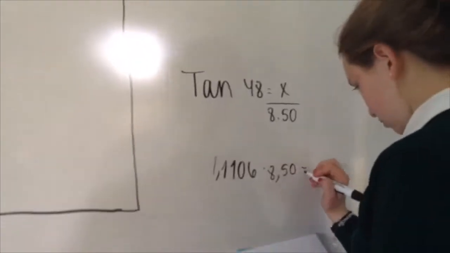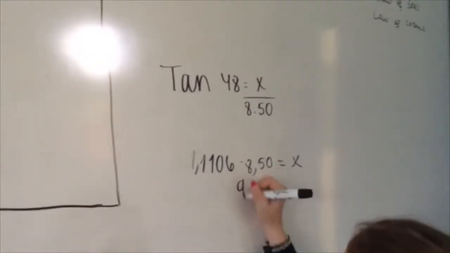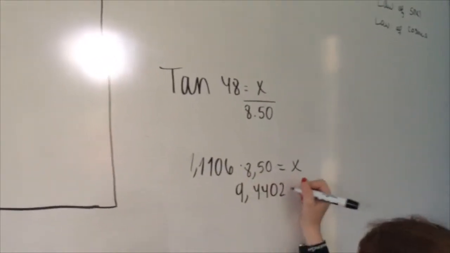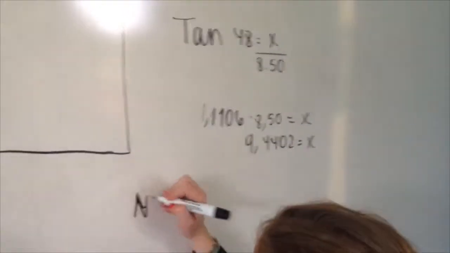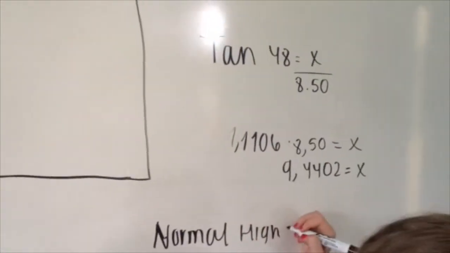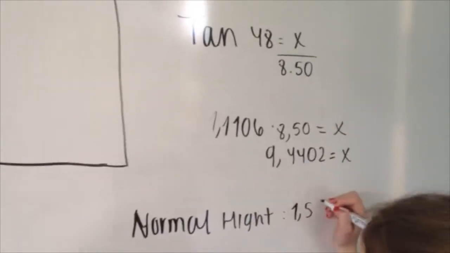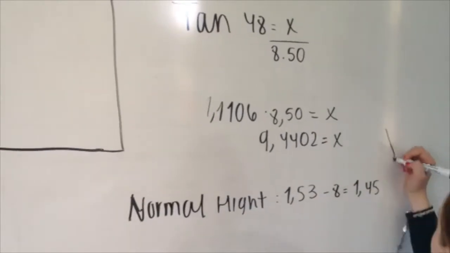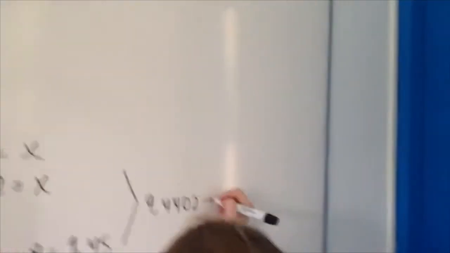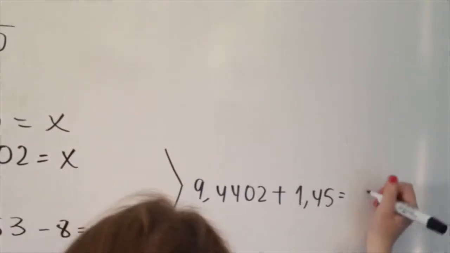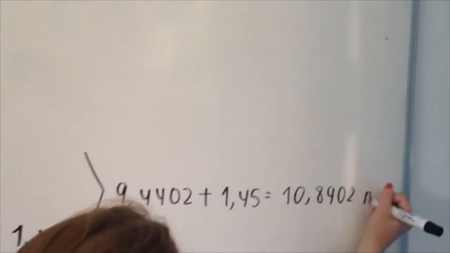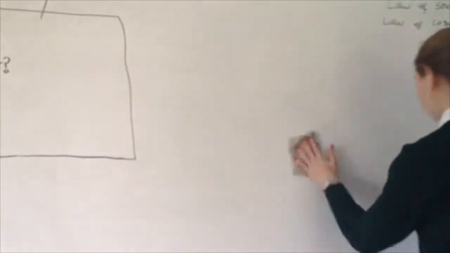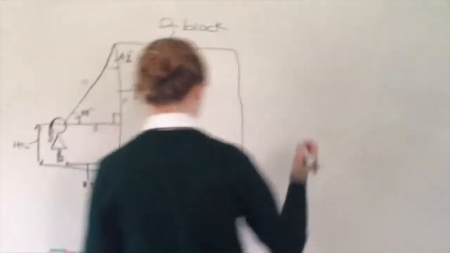That gave us an answer: 1.1106 times 8.5 equals x. So that is 9.4402 equals x. To get more accurate measures, we had to add the height from the ground to the eyes of the one who measured, so we could get more accurate measurements of how tall the block was according to us. So we did that, and we got a height of 10.89.